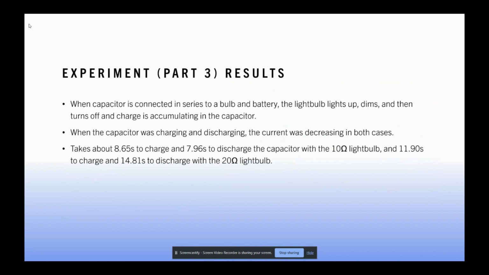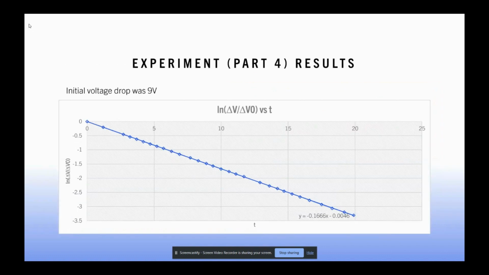The results also include that when the capacitor is connected in series to a bulb and battery, the light bulb lights up, dims, and then turns off, and charge is accumulating in the capacitor. When the capacitor was charging and discharging, the current was decreasing in both cases. It takes about 8.65 seconds to charge and 7.96 seconds to discharge the capacitor with a 10 ohm light bulb, and 11.9 seconds to charge and 14.81 seconds to discharge with a 20 ohm light bulb.